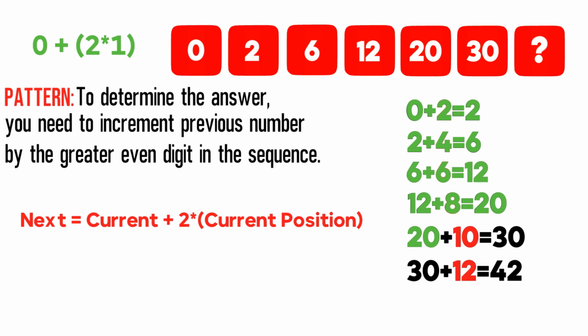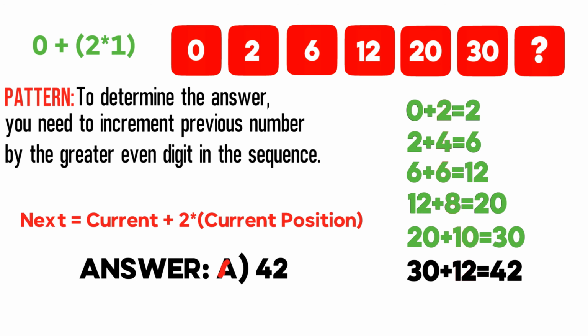The number after that would be 10, so 20 plus 10 would be 30. And the number after that would be 12, and 30 plus 12 equals 42. The correct choice here is choice A, 42. Hopefully you've nailed this question and now know how to answer similar problems on the test.